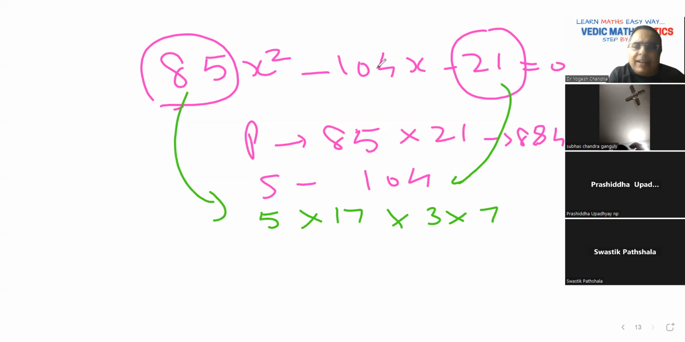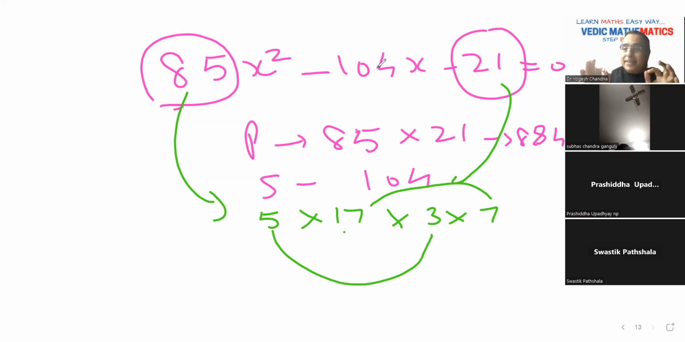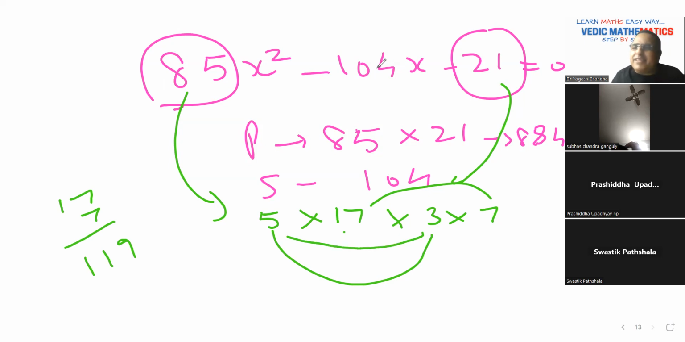From these 4 factors, try to make 2 factors. You can take 5 and 3. You can take 17, any combination. The target is we need to make 2 factors. So if I observe this, what is 17 into 7? 7 sevens are 49 and 7 ones are 119. And 5 threes are 15. Just observe this. 119 and 15. Yes, this is our solution.